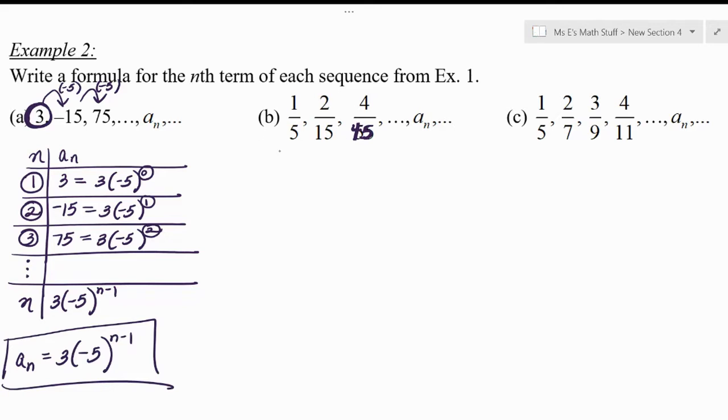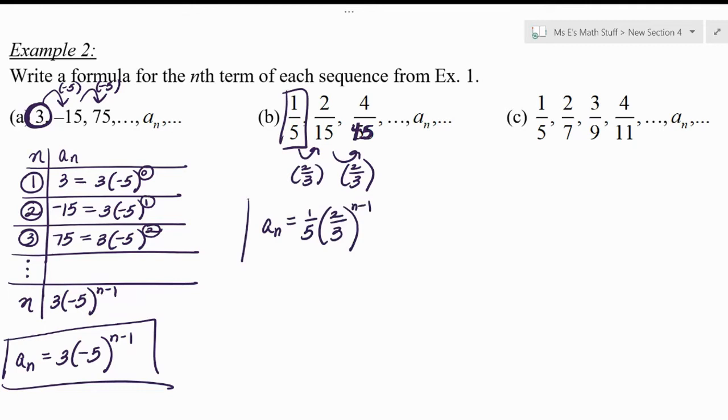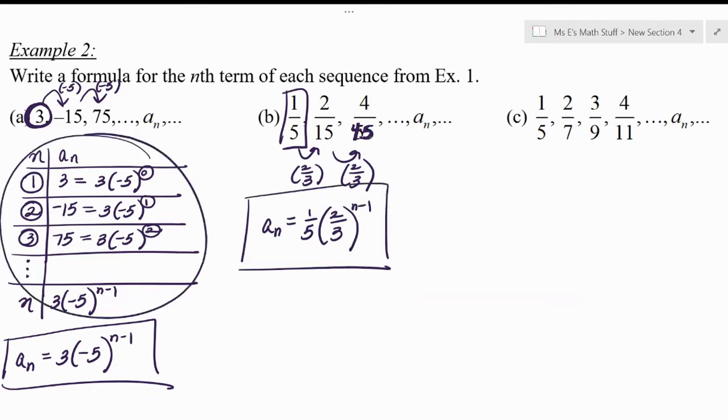So similar story for part B, they just keep multiplying by 2/3 every time, right? Now that we changed the 55 to a 45. So for part B, I hope it makes sense. To get to any nth term, you'd start out with the 1/5 and you'd multiply it by 2/3, n minus 1 times. There you go. So if you're able to just jump to that, then great. And if you're not, then do this T-table type thing until you feel comfortable.